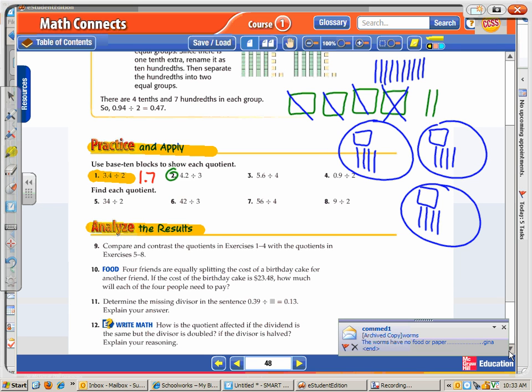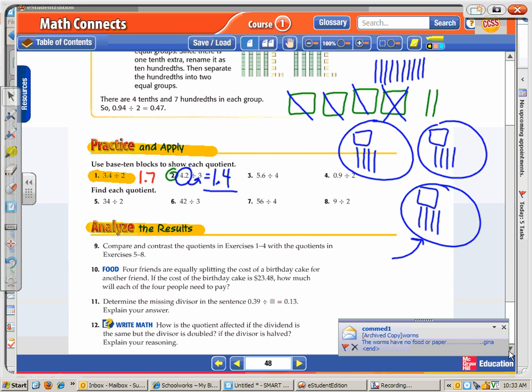Okay. Then I'm going to make sure that each group has the same amount, that it's distributed equally. It is. And now I'm going to look at one group to tell me what my quotient is. I have 1 whole and 4/10. Okay. So using the base 10 blocks to figure out your dividend and then to separate into your divisor to find your quotient. All right, that's what we're going to do tomorrow in class.